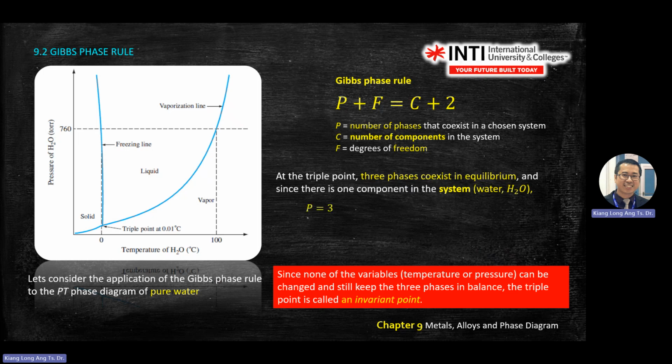So the calculation, P will be 3 at this triple point. C will be 1 because we only look at water. So you substitute inside the equation. The freedom will be 0. This means at the triple point, there is no freedom, nothing you can change. You cannot change pressure, you cannot change temperature. Only at that exact point can you find the triple point. So this is called 0 degrees of freedom.